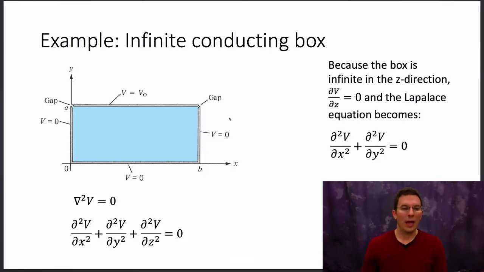And so here's the problem. What we have here is 4 different sides to our box. The top side is going to be held at some non-zero potential V naught, and the sides and the bottom are going to be held at a potential of 0. And what we would like to know is what is the potential, what is the voltage, quite literally, inside of our box.